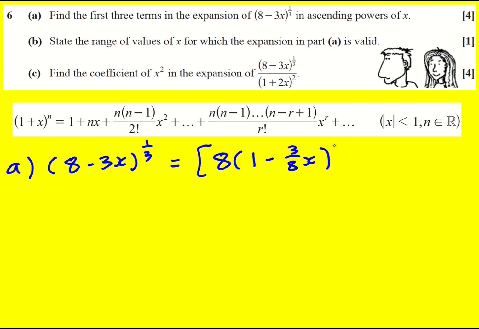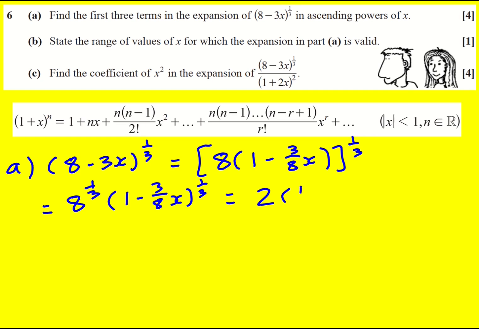Raise it all to the power of a third, and I can separately raise it to the power of a third. Which gives 2, because this is the cube root of 8. 2 times 1 minus 3 over 8x to the third.